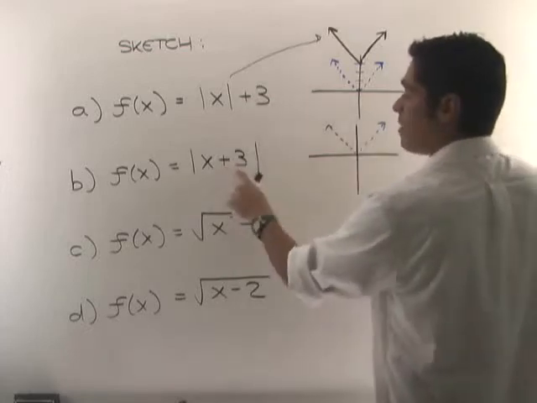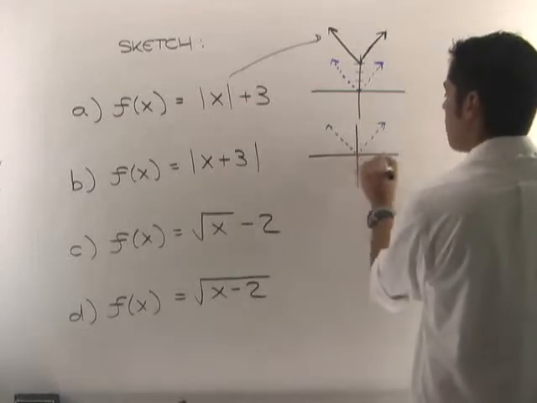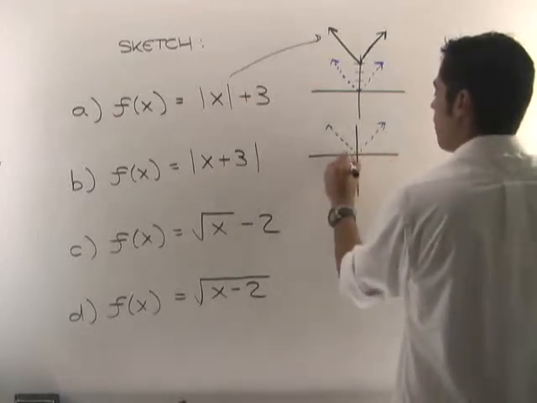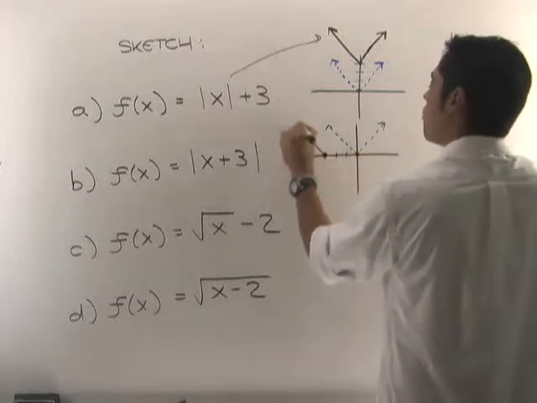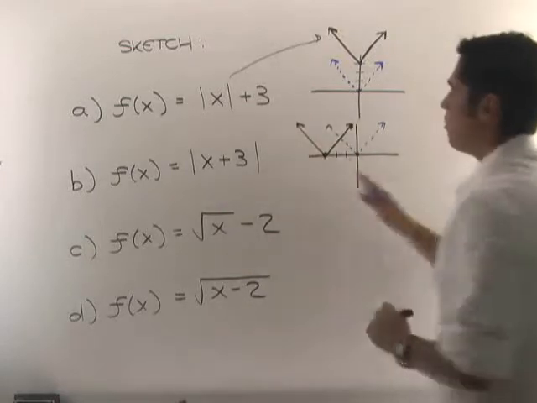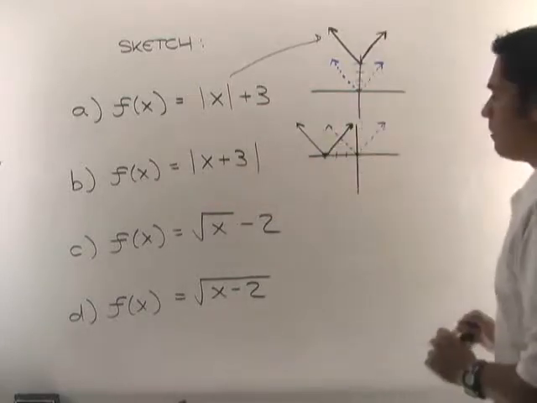But since it's a positive 3, horizontal shifts are opposite of what you would think. Instead of going to the right 3, we're going to go to the left 3. 1, 2, 3. That's our new central point. And now we can draw our V just from there. So that is the horizontal translation, and that's this function right there, the dark one.